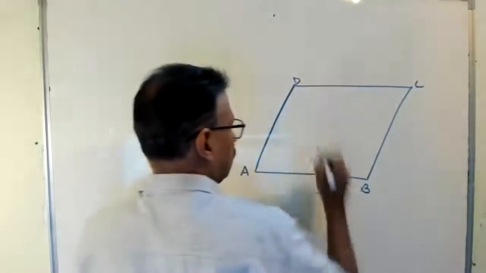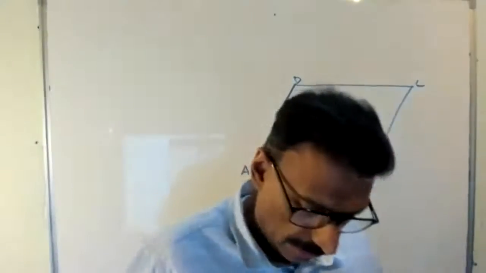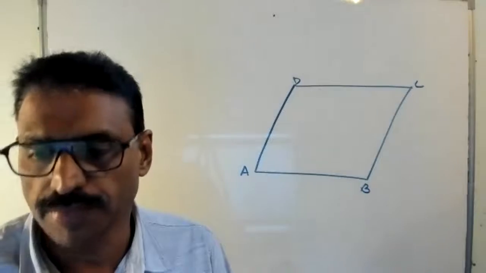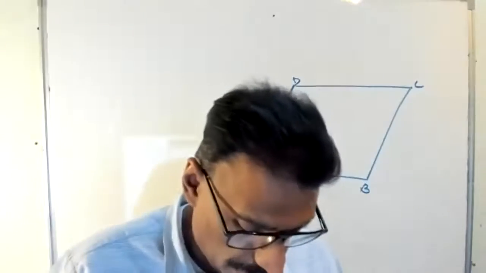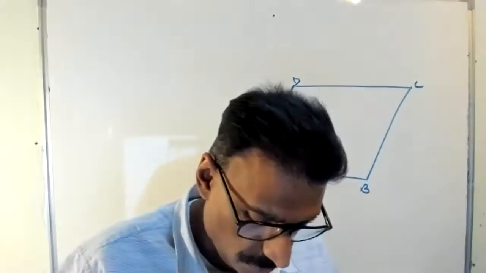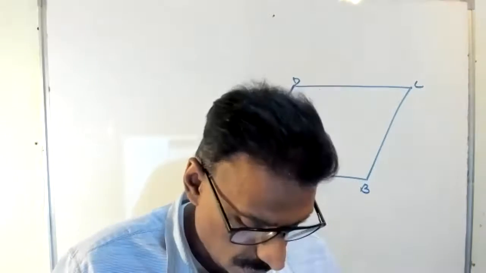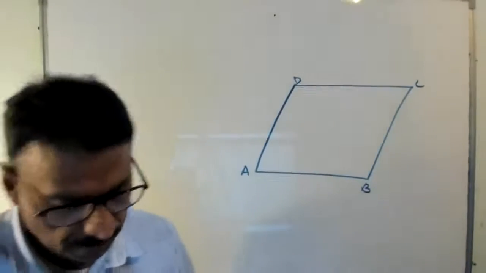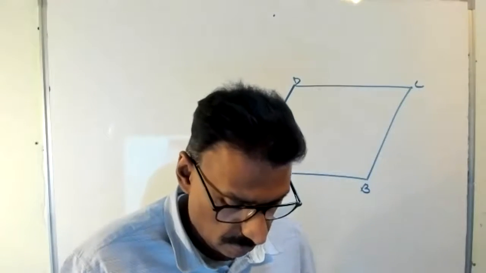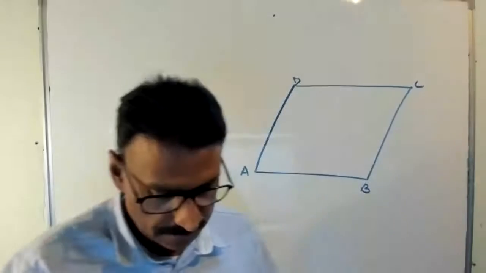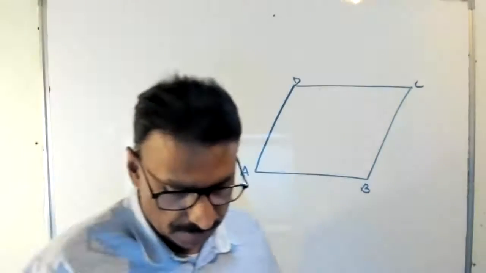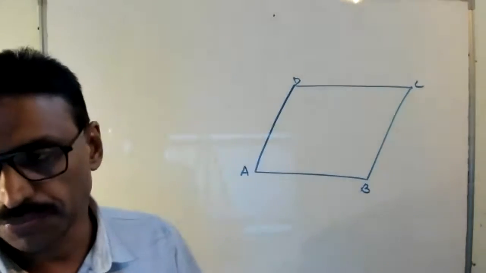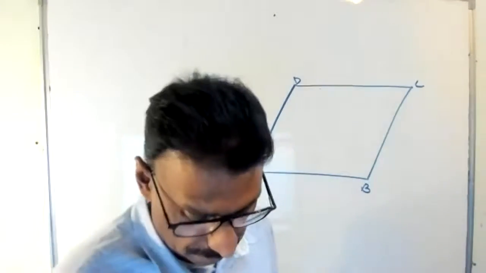Sir, can you repeat the sentence once more, sir? A quadrilateral is a parallelogram if both pairs of opposite sides are parallel. A quadrilateral is a parallelogram if its both pairs of opposite sides are parallel.